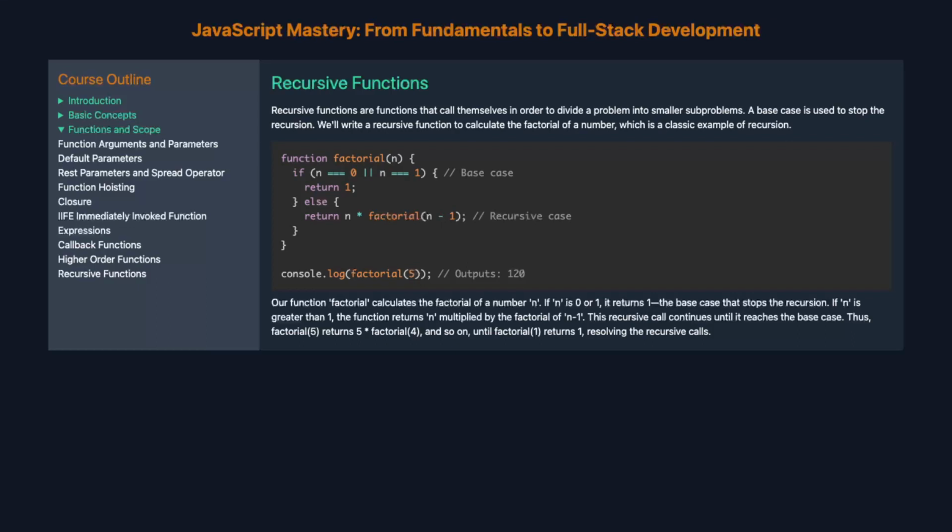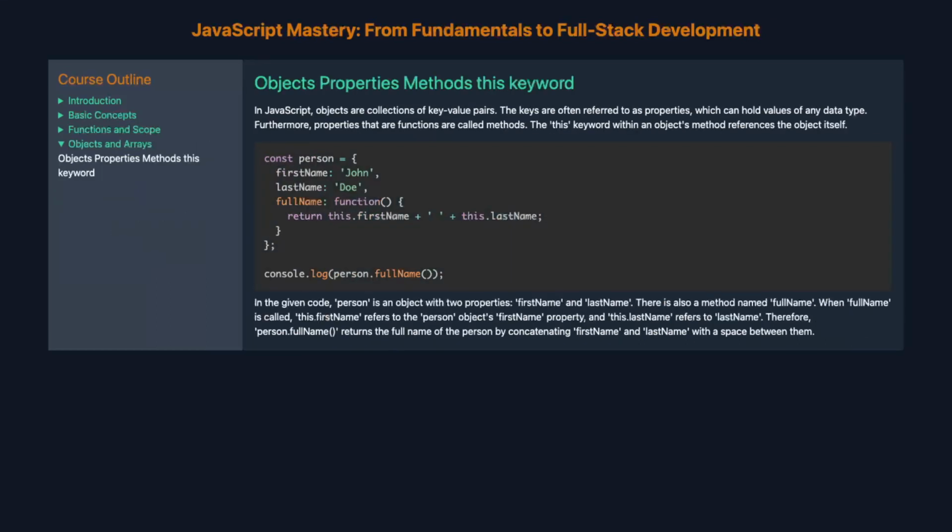Our function factorial calculates the factorial of a number n. If n is 0 or 1, it returns 1, the base case that stops the recursion. If n is greater than 1, the function returns n multiplied by the factorial of n-1. This recursive call continues until it reaches the base case. Thus, factorial(5) returns 5 * factorial(4), and so on, until factorial(1) returns 1, resolving the recursive calls.